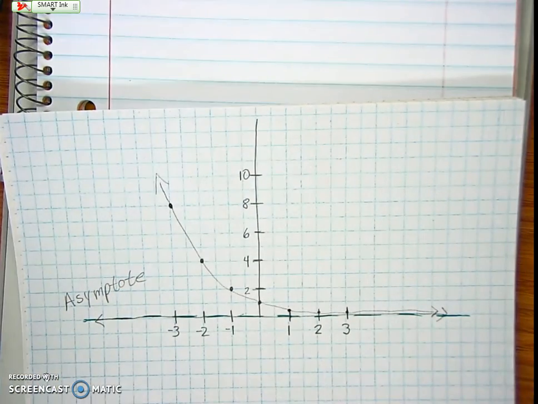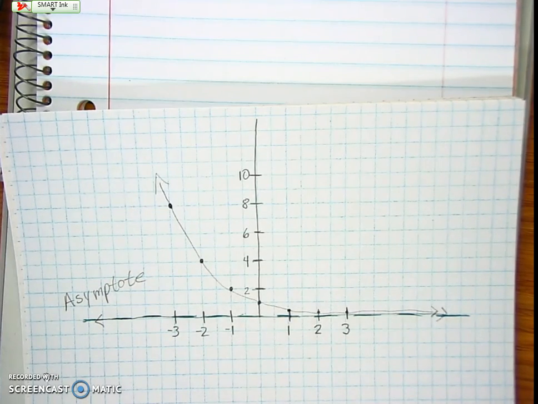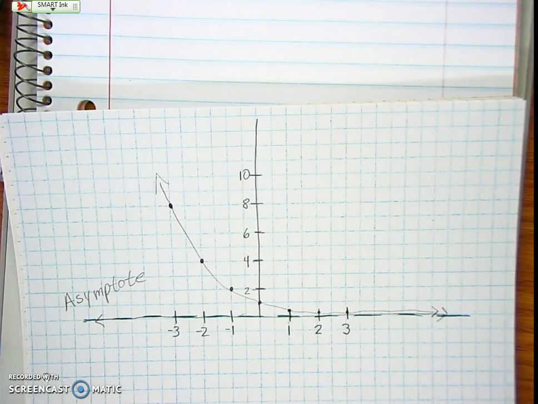Alright, so that is our graph. Not hard. We got this. At this point you should be able to do a fraction. You should be able to do a whole number. And if you can't, again, call me over.